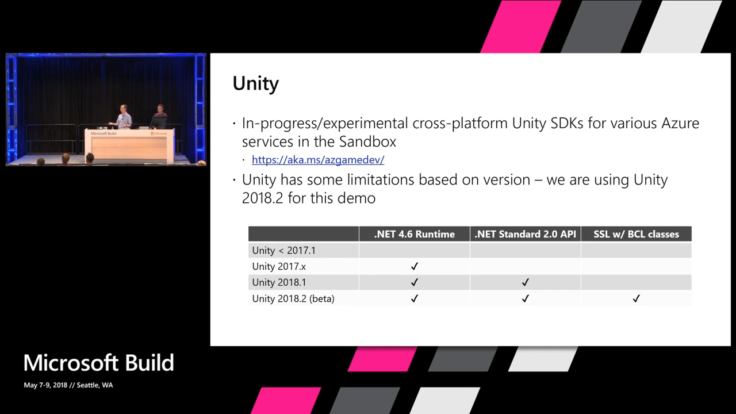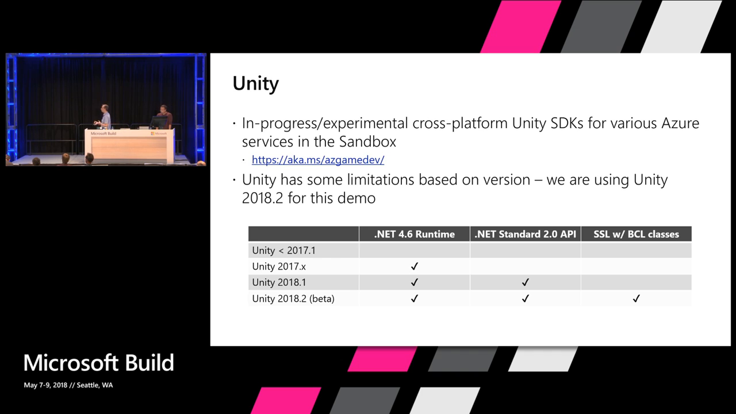So speaking of Unity, we have a bunch of in-progress cross-platform Unity SDKs right now for various services that Azure has. And you'll find them at our Sandbox site. The link is there. It'll also be at the end. But the key here is Unity has some limitations depending on which version you're using. So we use 2018.2, which just came out in beta about 2 weeks ago, maybe a little bit longer.